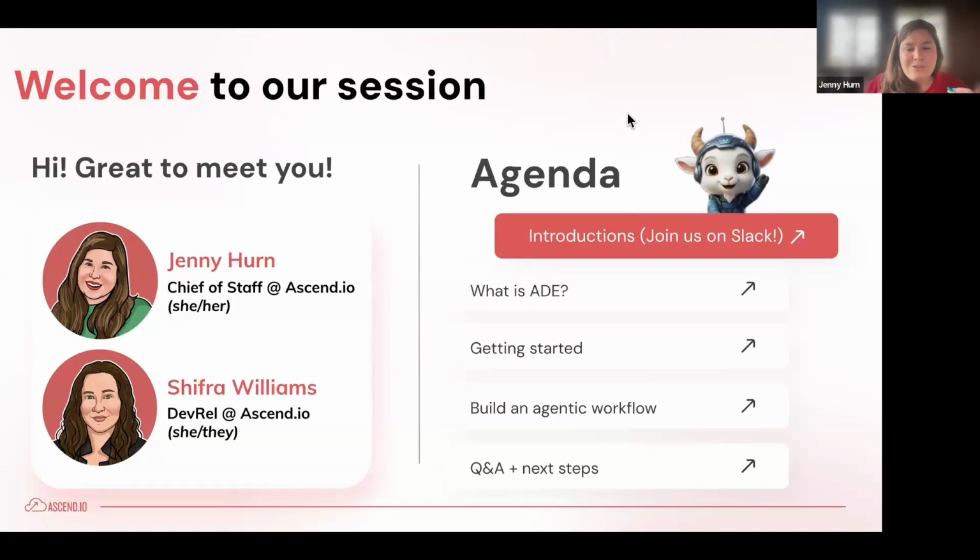Shifra, can you tell us a little bit more about what we're going to be talking through today and what we're going to be building? Yeah, absolutely. So there's a lot on the agenda for today. First, we're going to talk a little bit about the background and defining what is agentic data engineering. Then we're going to help everybody get started. And then we're going to build an agentic workflow in the Ascend platform. You can really use the principles that we'll teach anywhere in any platform you like, but that's what we're going to be doing today. We'll get more into the details of that later. And if we have some time left over at the end after all this exciting building, we're going to do some Q&A and talk about next steps.